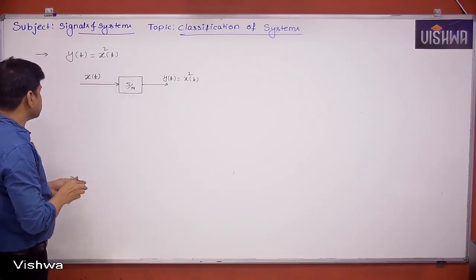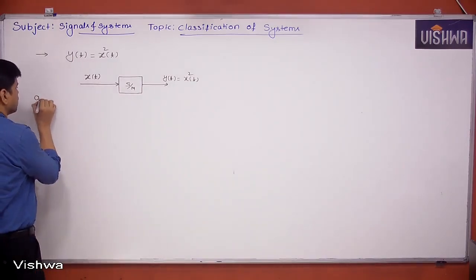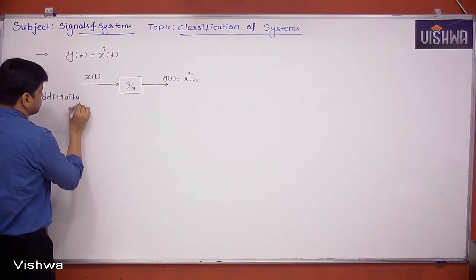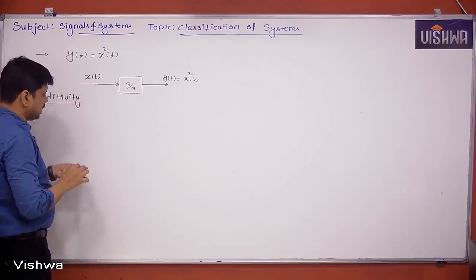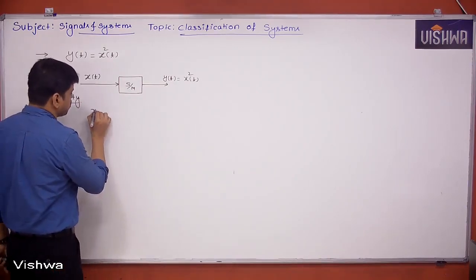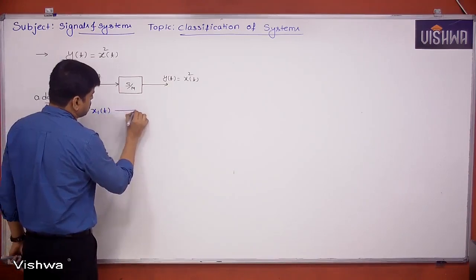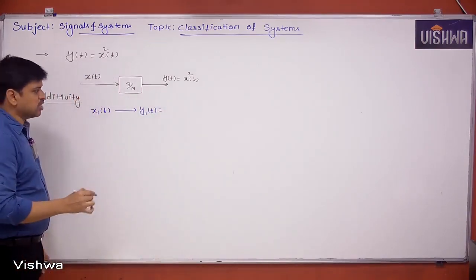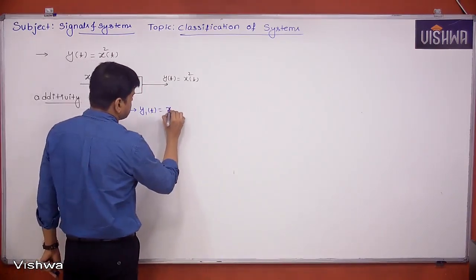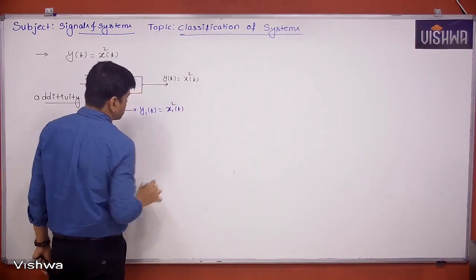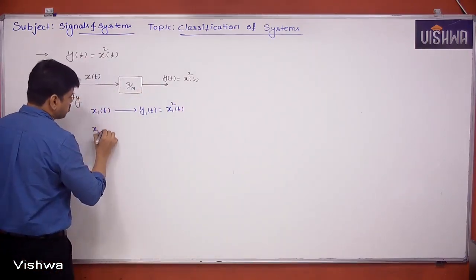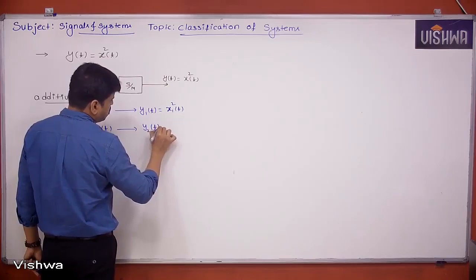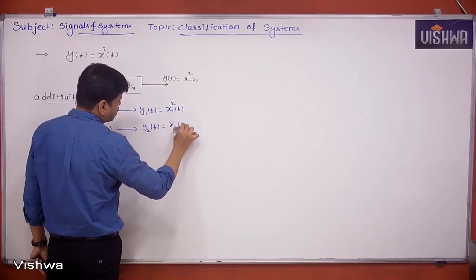Now let's see. First I am checking the additivity principle, whether it is satisfying additivity or not. Let's give x1 of t as the input. Then what is the output y1 of t? Whatever the input, it doesn't matter, it will square the input. So it is going to be x1 of t square. Suppose I change the input to x2 of t, then what is the corresponding output? Let's call it y2 of t, which is nothing but x2 of t square.